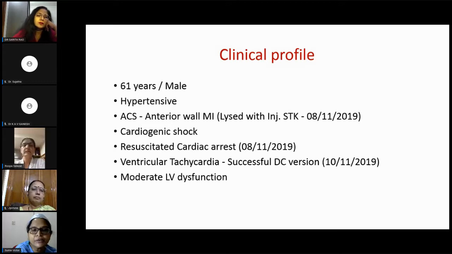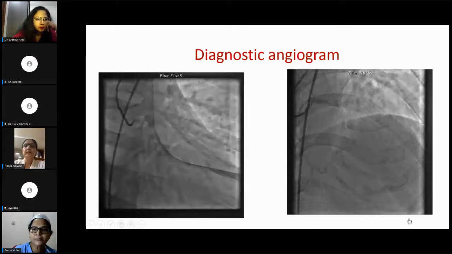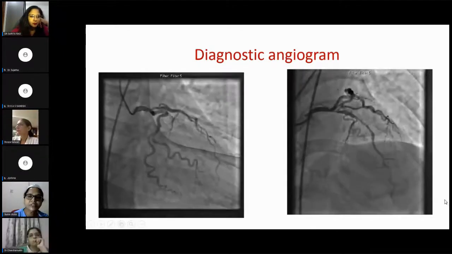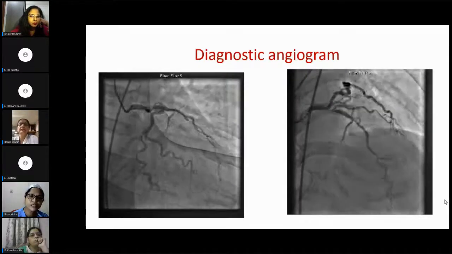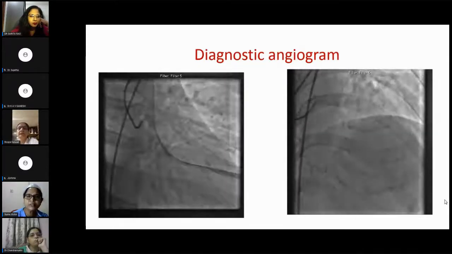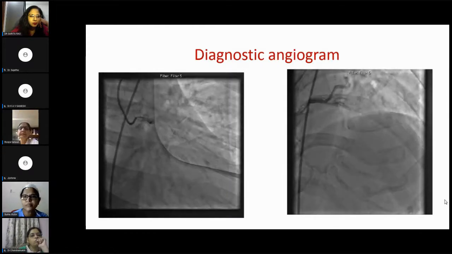He had recurrent ventricular tachycardia. He was DC cardioverted in our ER, and the cardiac arrest was resuscitated. His echo showed moderate LV dysfunction, and he was taken up for an angiogram immediately. We did not intubate the patient because after we DC cardioverted him, he was conscious, and we had started him on good inotropes. Pressures at this point were reasonably good. Also in the ER, we had given some heparin, so that might have helped with the flow.